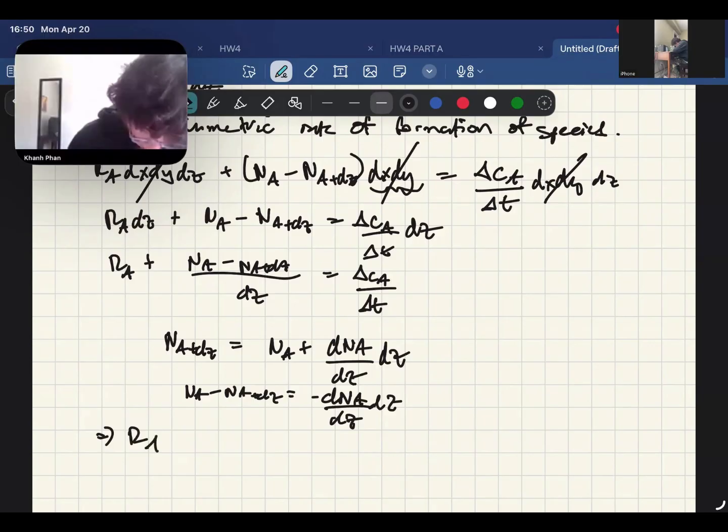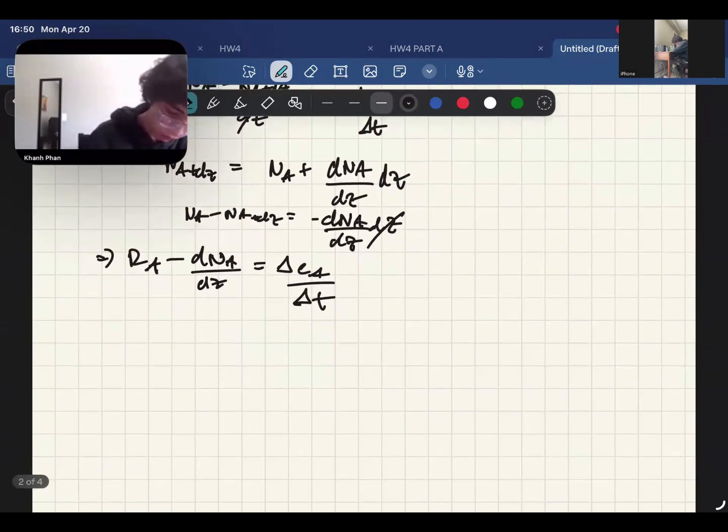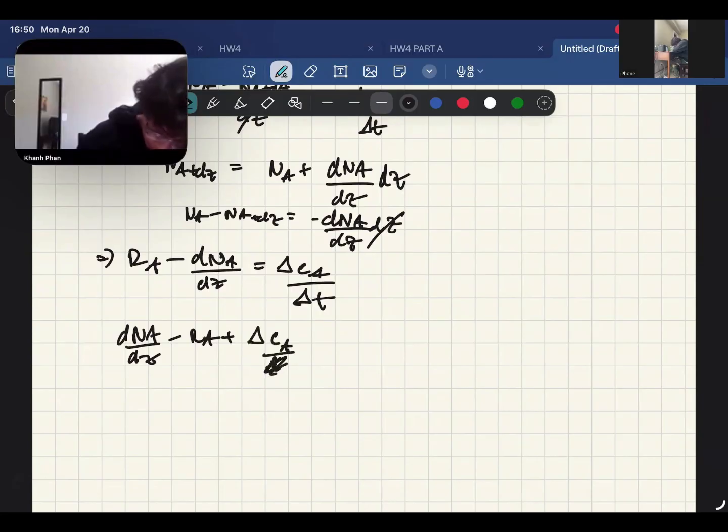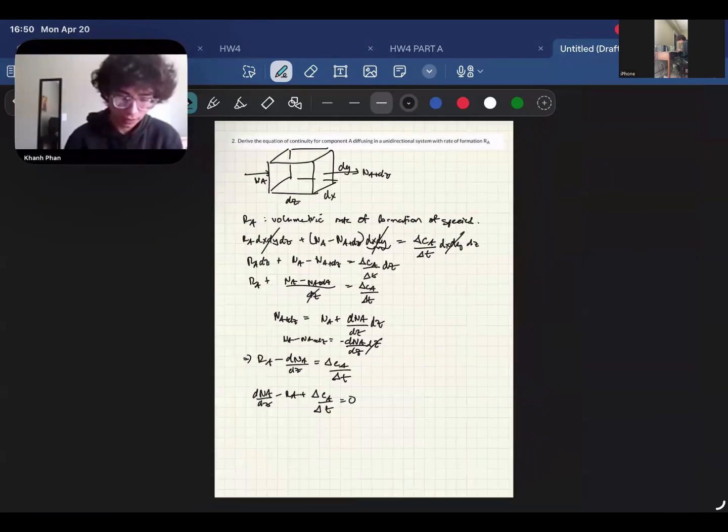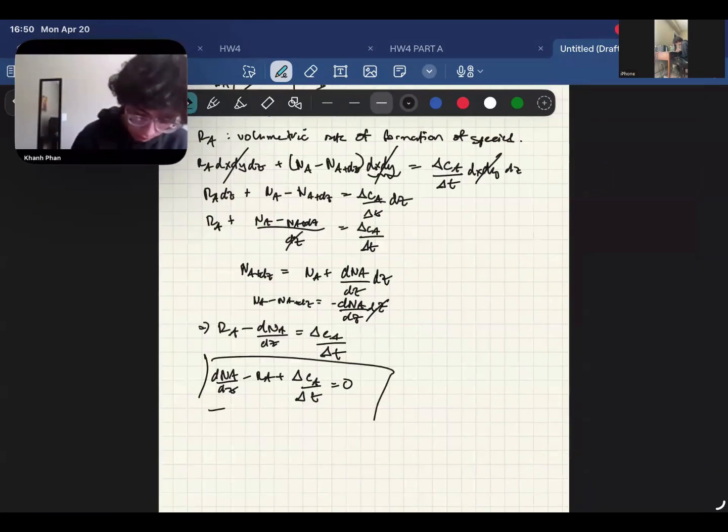So now we plug it back into the equation. We have Ra minus the change in Na with respect to z, because this cancels out, equal to change in concentration of A over change in time. And then we just rearrange the sign so that the change in the molar flux, total flux of A with respect to z is positive. So we have dNa/dz minus Ra plus change in concentration with change in time is equal to 0. So that's how we derive the equation of continuity.